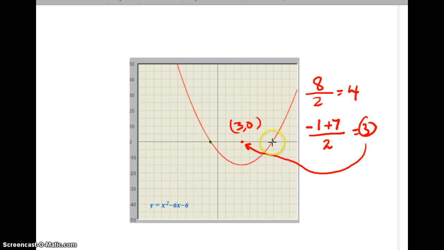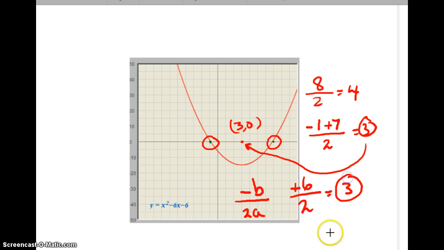So two methods here, kind of combined. How far apart is my parabola at the zeros? It's 8, so I know that it has to be 4 this way and 4 this way, and I can just count. Or I can take the two coordinates, negative 1 and positive 7, add them together, divide by 2, and that would also give me my x-axis. Or we can use our final method, negative b over 2a. My b is negative 6, which means this is positive 6. My a is 1, which means 2. And again I get 3.